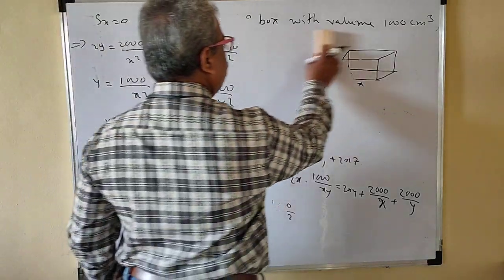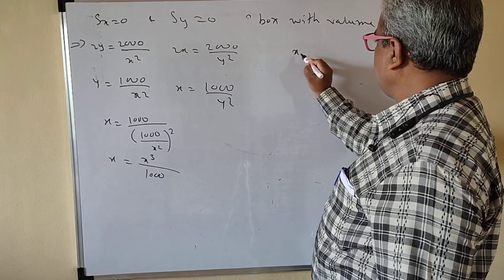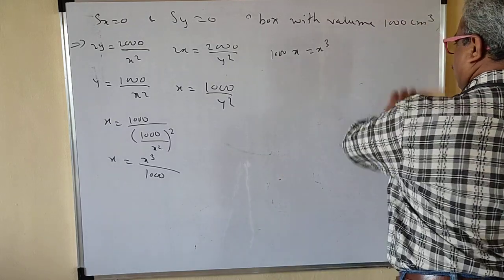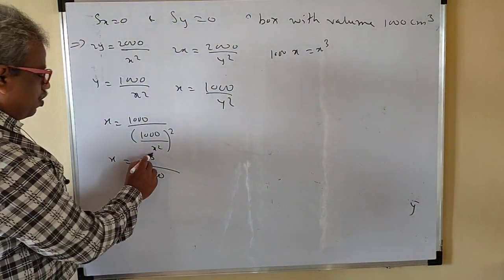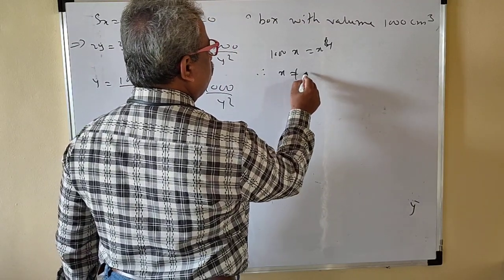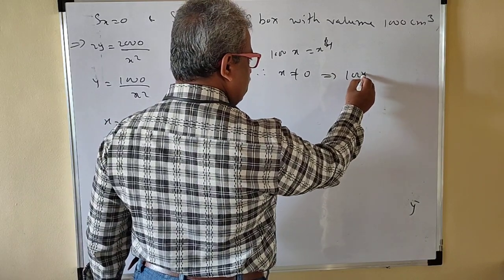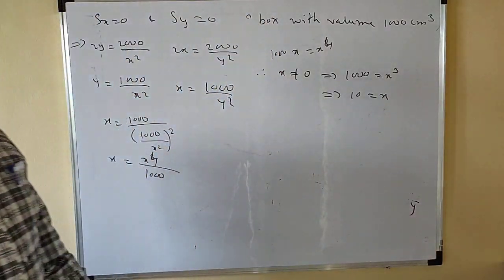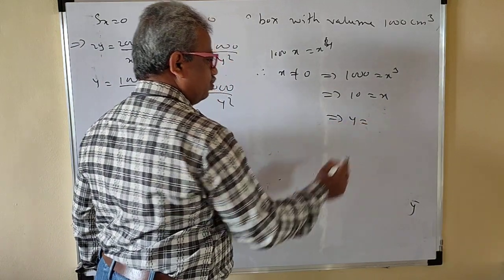Okay. So now I will shift 1000 to that side. So what happened is 1000 is equal to x to the power 4, not x cube. This is x to the power 4. Now since x is not equal to 0, this implies that 1000 is equal to x cube. So this implies that 10 is equal to x. Your x is 10.